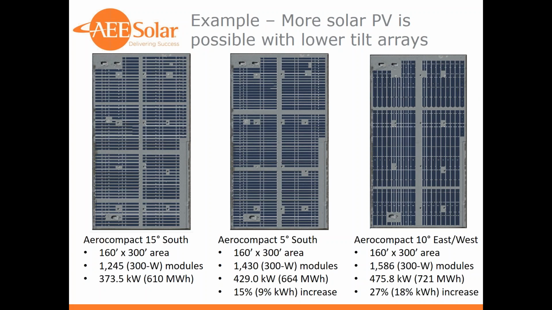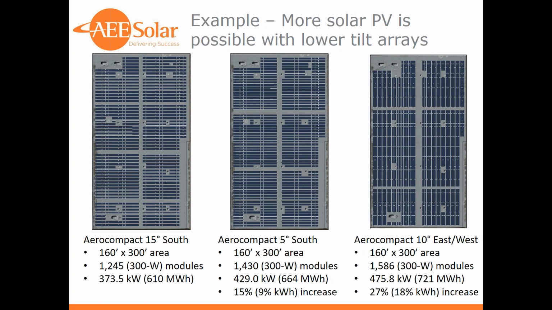So here's a brief example I'll talk about, just to exemplify the point of using a lower tilt to get more production and more value out of your array for your customer. So I did a study in Sacramento on this roof surface and saw what I could place in it with a 15-degree south tilt racking, a 5-degree south tilt racking, and the east-west 10-degree racking, leaving walkways for fire department, leaving offsets from the roof. So the area is all the same. As you can see with the 15-degree south roof, I fit 1,245 modules for 373 kW.